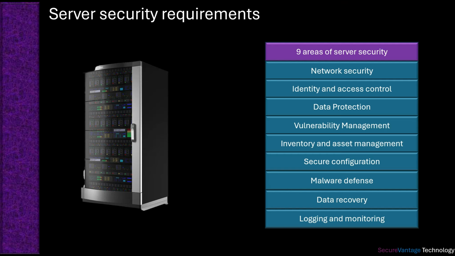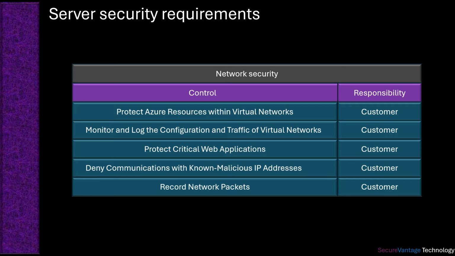You can see the 9 different categories on the screen, and let's discuss the various controls under each category. Let's break down the network security controls for server security in a way that is easy to digest, even if you are not a nerd in tech lingo. There are 5 key network controls that you should consider for server security as shown on the screen, and each control is customer responsibility. Let's discuss each of them.